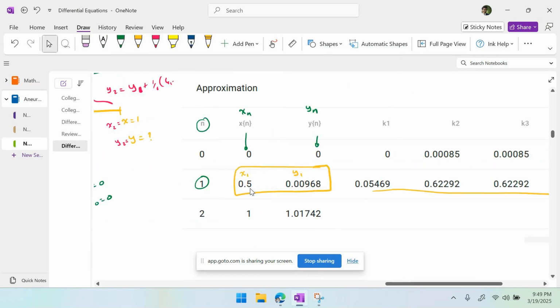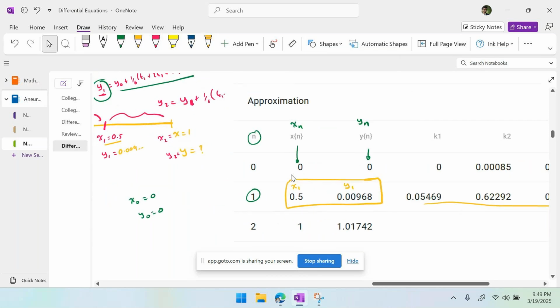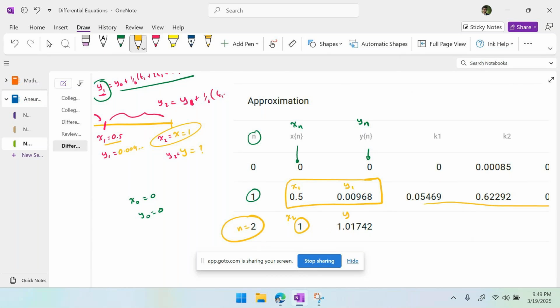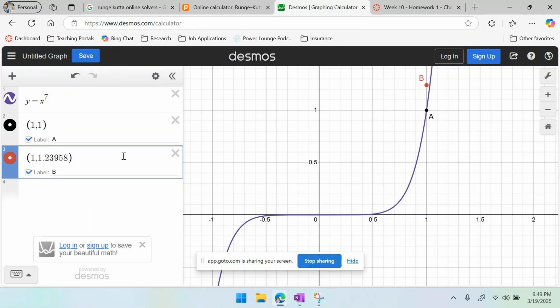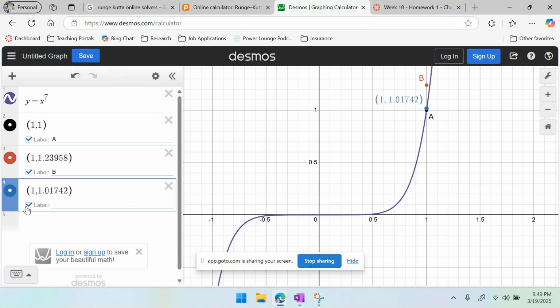And now we have the x2, and we have the x1 and y1. Okay. We wanted the x2 value, which we knew, and this is x2, which is 1. This is the value of n, and now this becomes the y2 value. Okay, so y2 will become 1.01742, right? So let's see what that number is in the graph. 1 comma this value, let's label it as c.